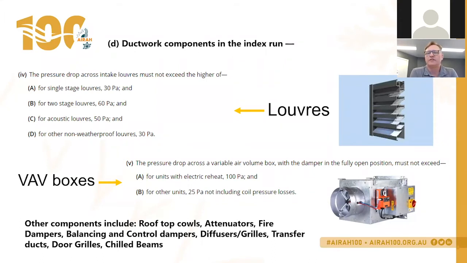Other components in the system, so louvers, VAV boxes, etc. There are clauses within the code, so you need to be aware of these. So go through, look at rooftop cowls, attenuators, fire dampers, balance and control dampers, etc. There are allowances within the code. You need to get familiar with those.